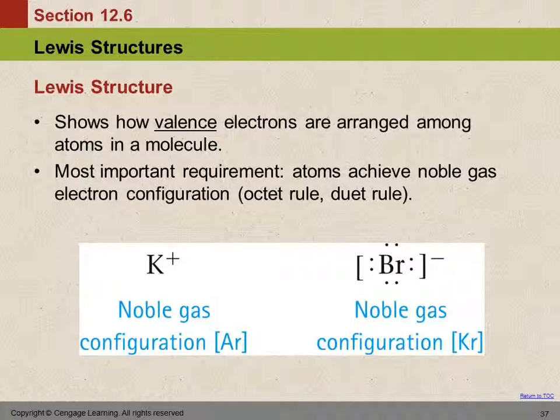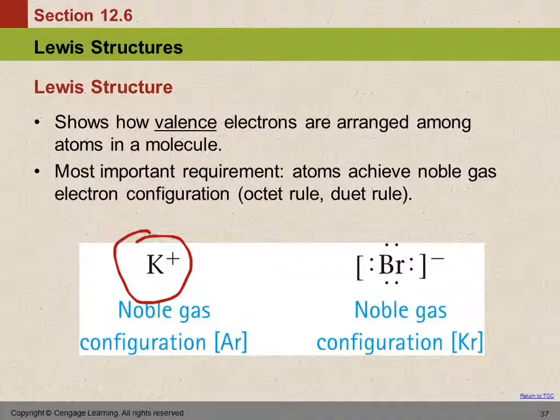So how does this work? Well, if we look at potassium, potassium has how many valence electrons? 1. It's in group 1A. So when potassium becomes an ion, we also learned it formed a 1+ ion, right? So potassium forms a 1+ ion by losing that 1 electron. So potassium had 19 electrons total, and now it has 18 because it lost 1.